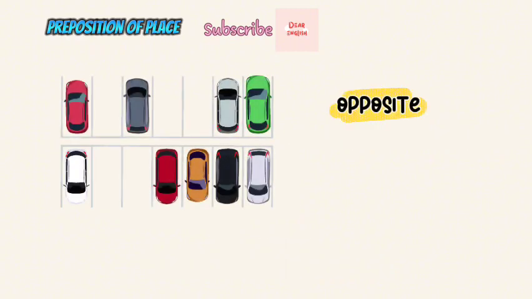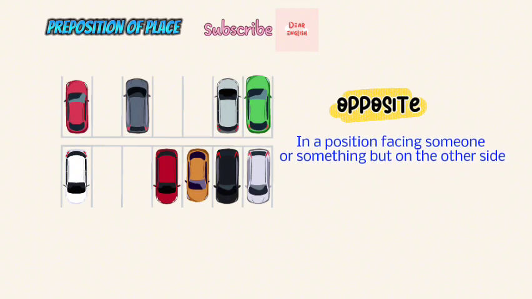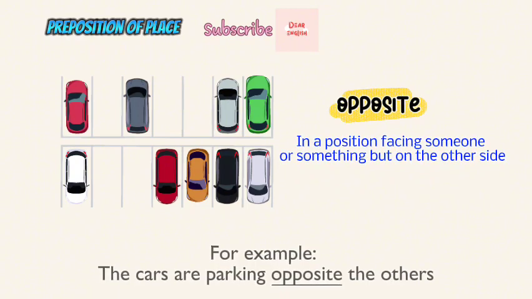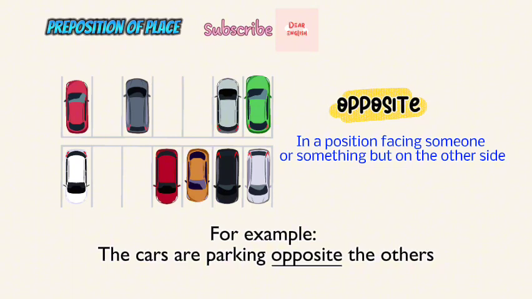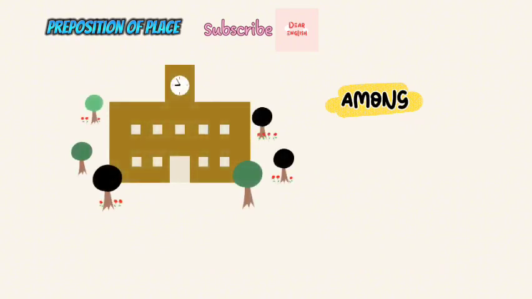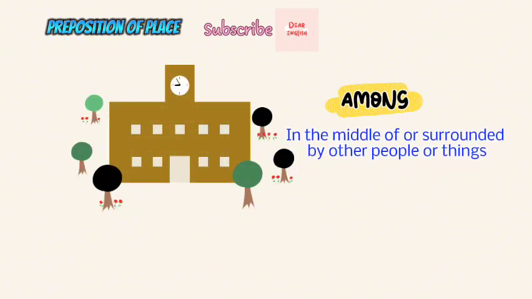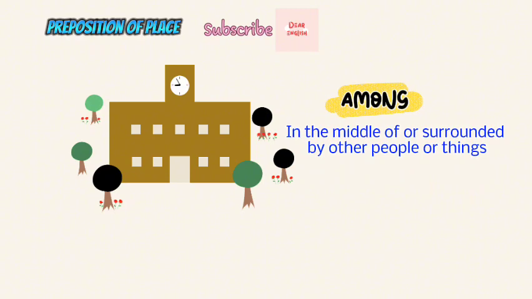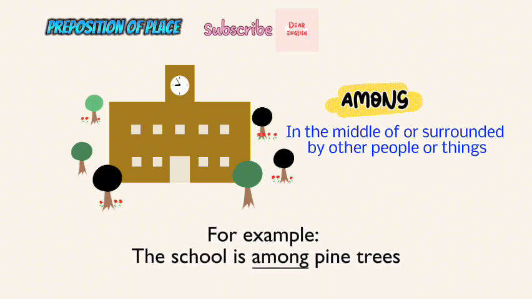Opposite. In a position facing someone or something but on the other side. For example, the cars are parking opposite the others. Among. In the middle of or surrounded by other people or things. For example, the school is among pine trees.